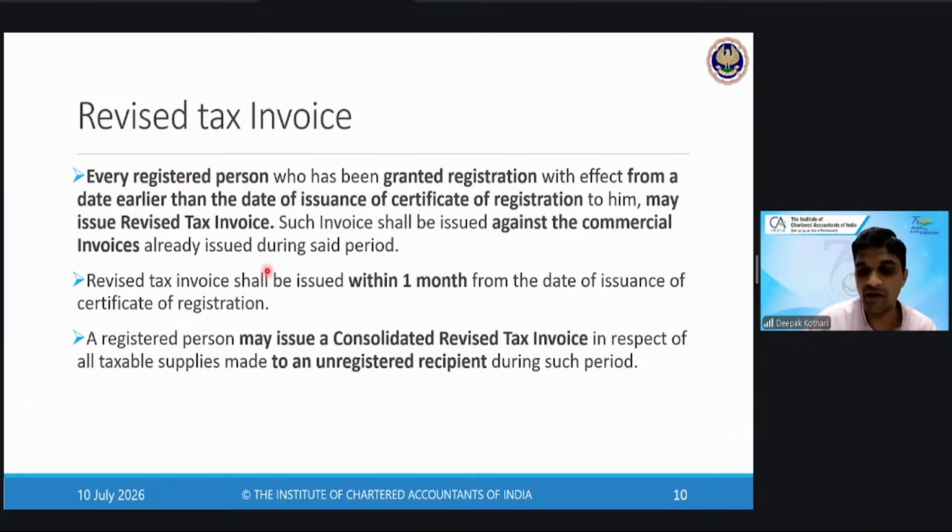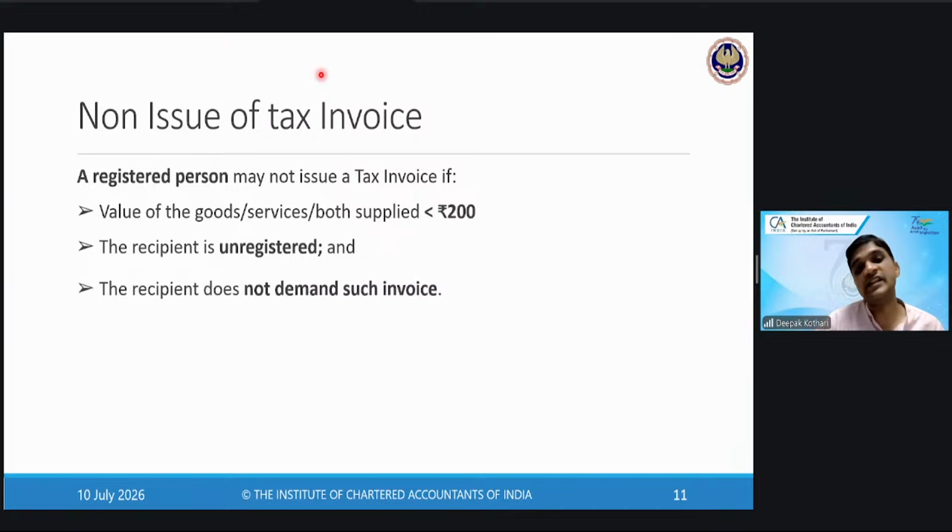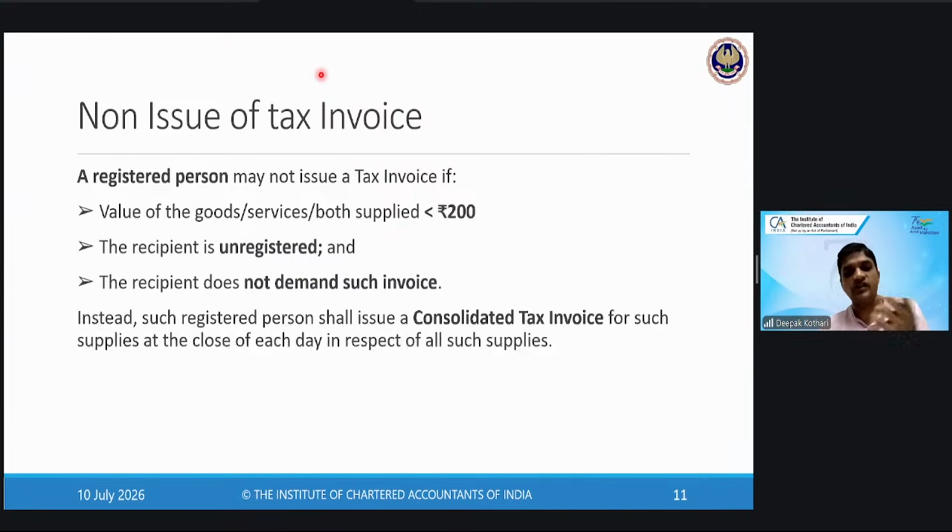Okay, understood the concept of credit note. Non-issuance of tax invoice: in some cases you don't have to, where the value of goods is less than 200 rupees and recipient is unregistered. There you don't have to raise separate invoice. You can raise a consolidated tax invoice, because you're collecting taxes. The government is not saying don't collect taxes, but if your value is less, like you're selling some keychains for 50 rupees, 100 rupees, and some recipients say, don't give me invoice, they're ready to pay taxes just like that. You have to account it and issue a consolidated tax invoice for each day.